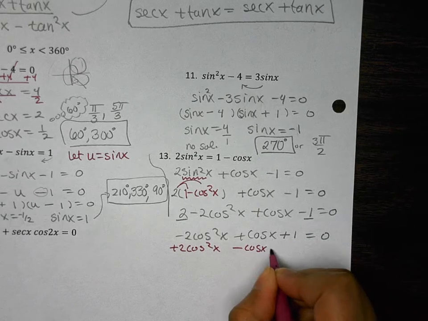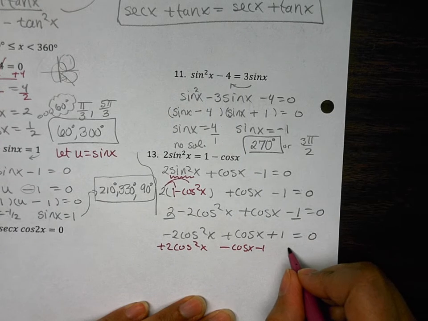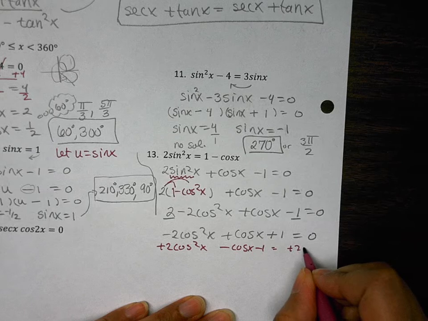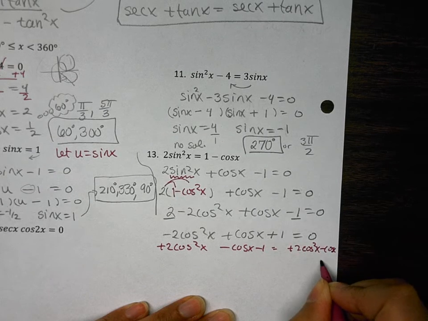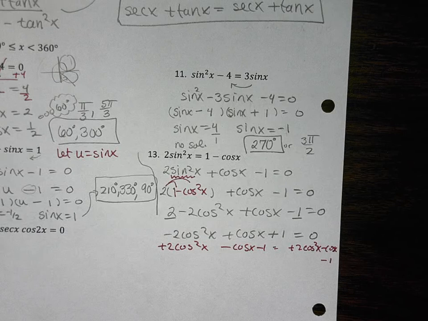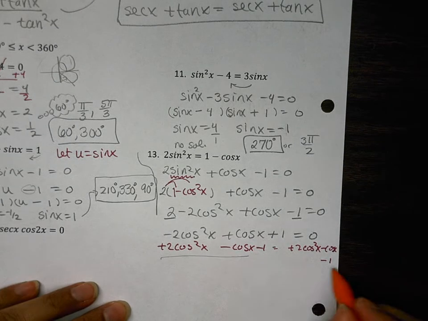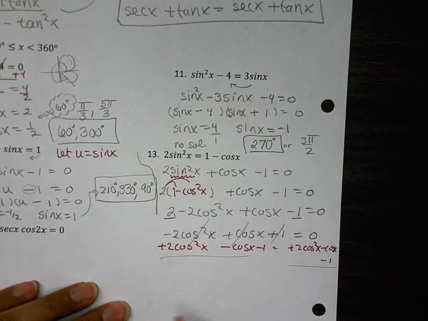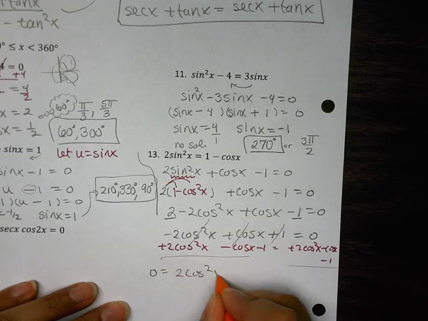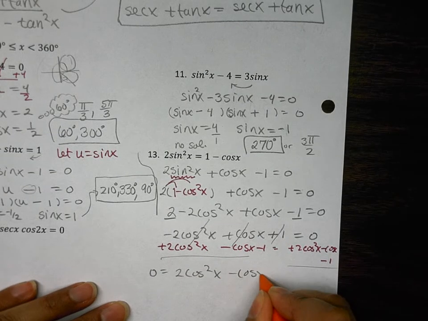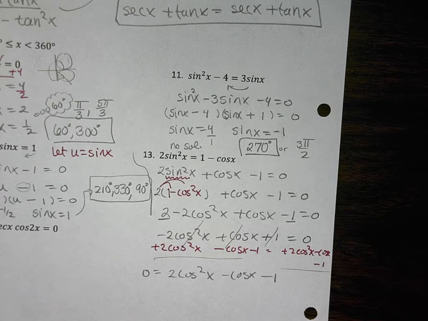You concur? Okay, so I'm gonna add 2 cosine squared x minus cosine x and then minus 1 to the other side, leaving me with 0 on this side, positive 2 cosine squared x minus cosine x minus 1.